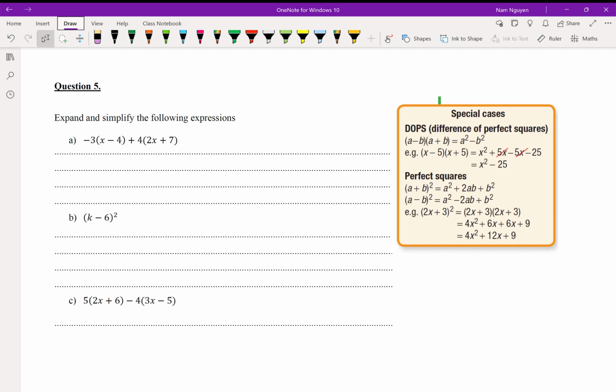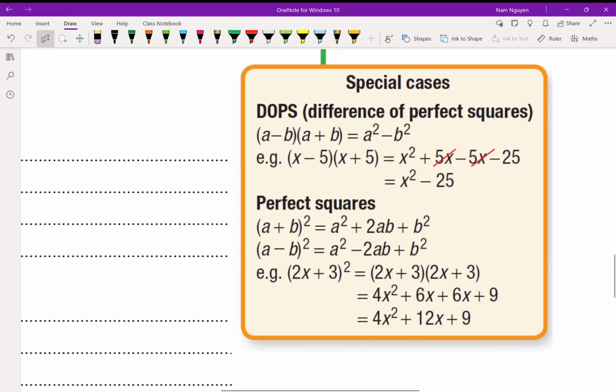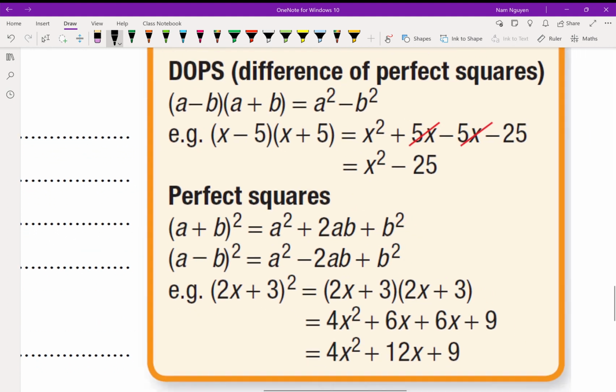Expanding and simplifying. Okay, so what I have here is the part of the formula sheet that has the 3 different special cases. Now, a formula sheet is useless if you don't know how to read it. So let's learn how to read the thing. Okay, so what does this mean?